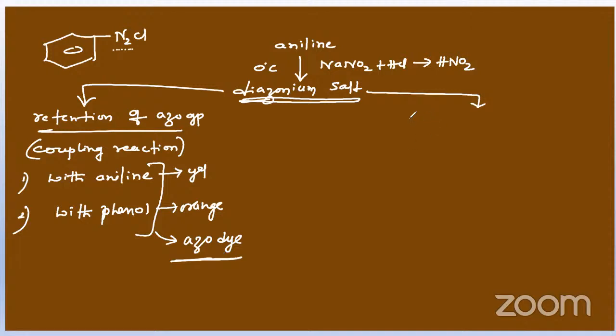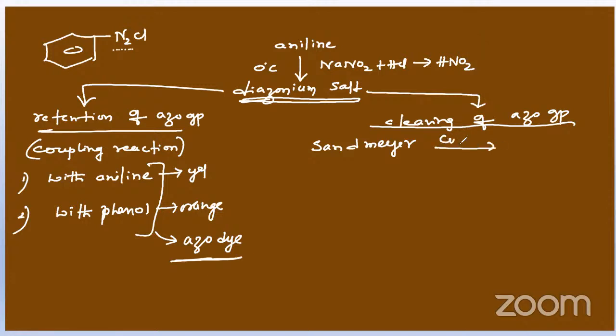That was retention of the azo group. Now we are breaking the azo group. That is called cleaving of the azo group. What are the reactions? You already studied Sandmeyer's reaction. What is Sandmeyer's reaction? Where benzene diazonium chloride is treated with copper chloride and HCl to form chlorobenzene.